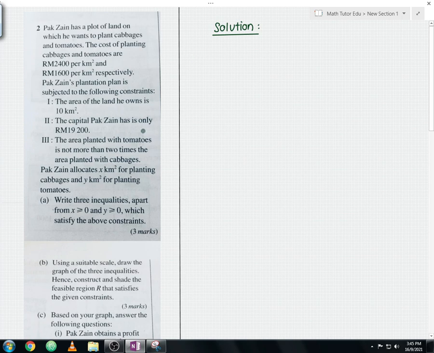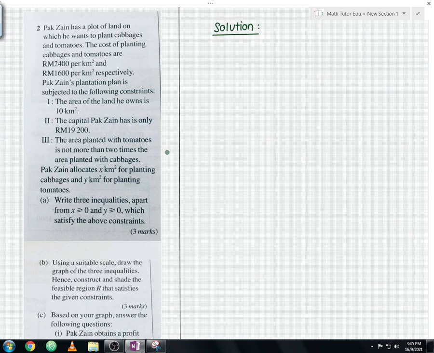So as you can see here, we have three constraints. Let me read the first one. The area of the land he owns is 10 kilometers square. For the second constraint, the capital Pak Zain has is only 19,200 ringgit. For the constraint 3, the area planted with tomatoes is not more than 2 times the area planted with cabbages. Pak Zain allocates X kilometer square for planting cabbages and Y kilometer square for planting tomatoes.